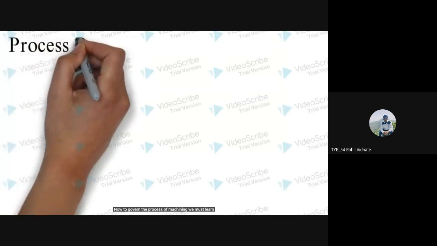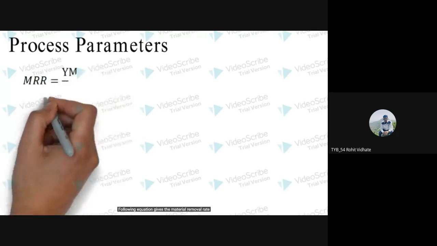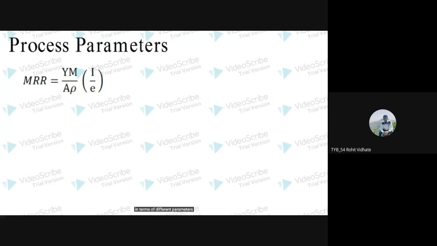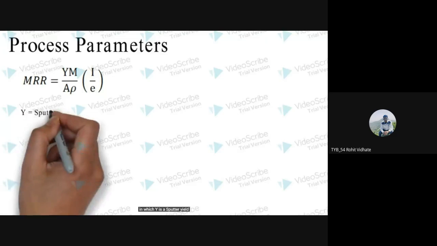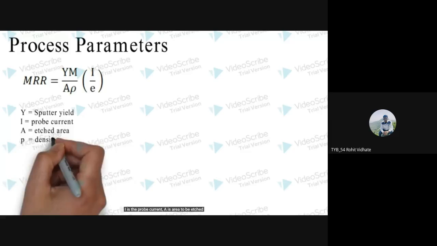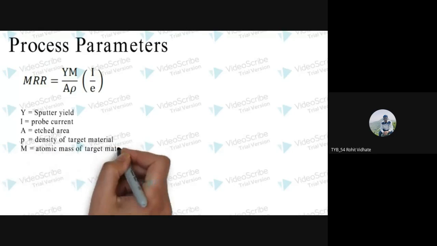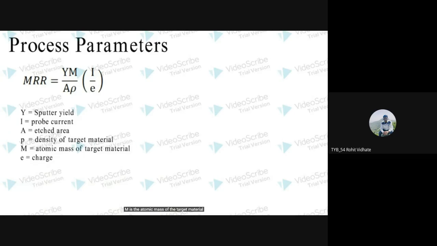Now, to govern the process of machining, we must learn about the factors which affect the machining characteristics of the focused ion beam milling process. The following equation gives the material removal rate in terms of different parameters, in which Y is the sputter yield, I is the probe current, A is the area that is to be etched, rho is the density of the target material or the workpiece, M is the atomic mass of the target material, and E is the charge emitted. So all these parameters contribute to the final quality of the machining.